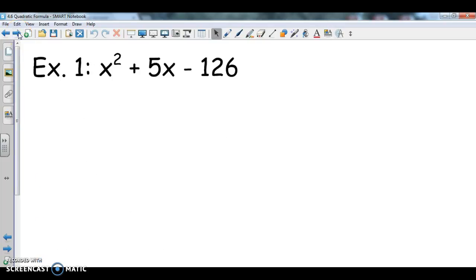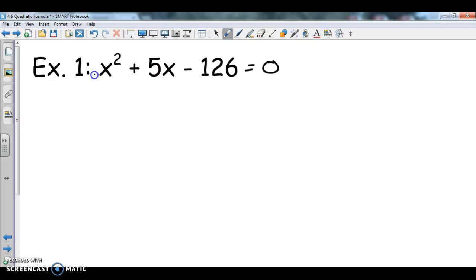Okay, so here's your first problem, and we are going to try to figure out where this crosses the x-axis by using the quadratic formula. So this is the parabola, so we're going to set it equal to 0. You can factor most quadratics. You can do completing the square with all quadratics, but this is just another method other than completing the square.